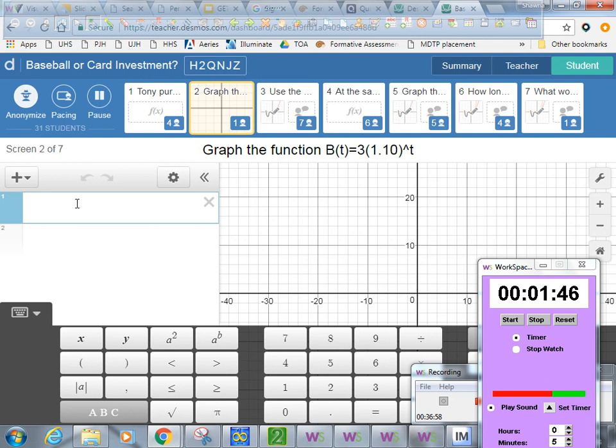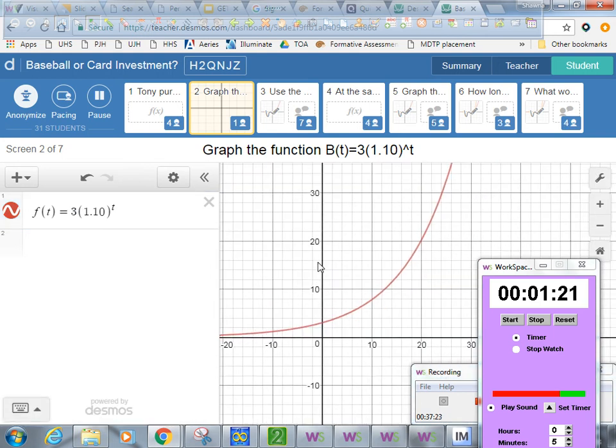function, I can say f of t equals 3, parenthesis, what was it, 1.10 to the t. When I put that in, I can actually move my graph up to, what did it say, after $30. If I go over and I touch the graph there, do you guys see that it'll show me my x and my y? You can go up and down. That's called tracing the graph.